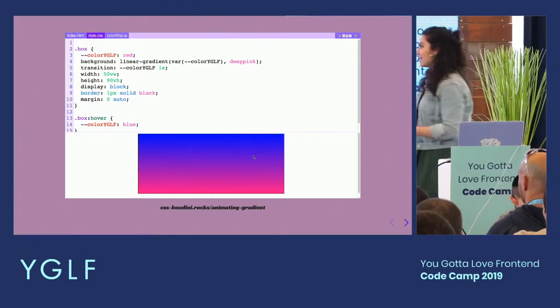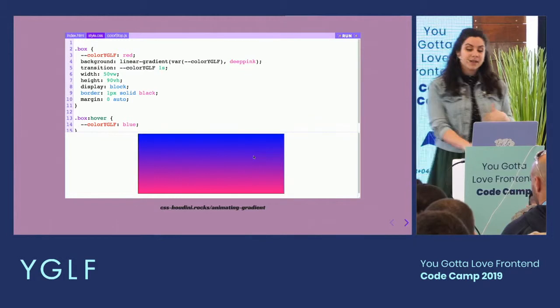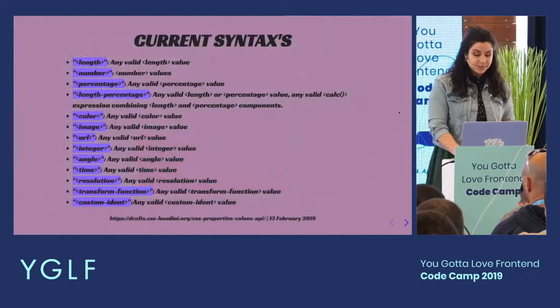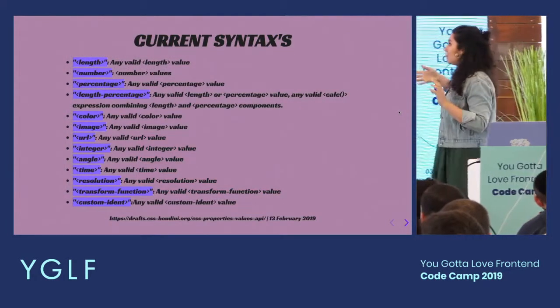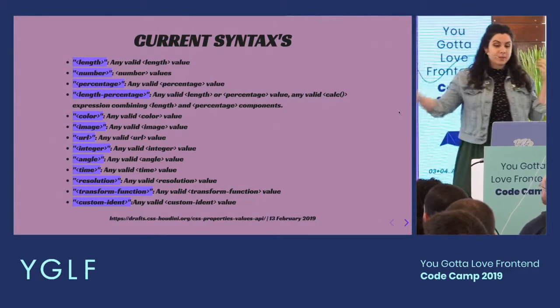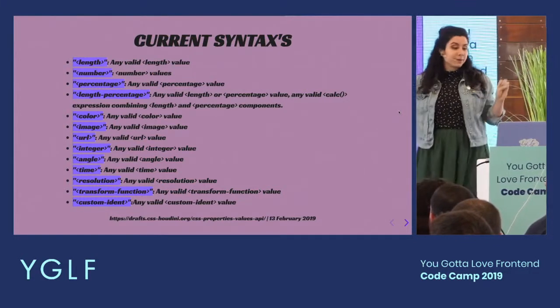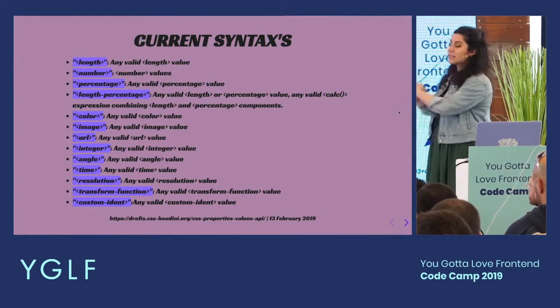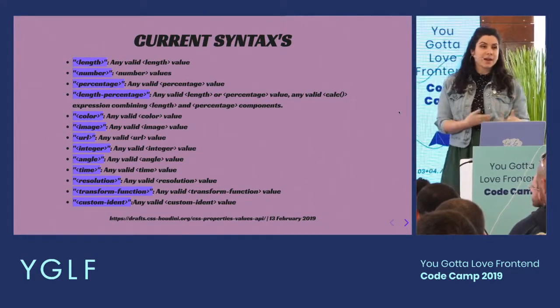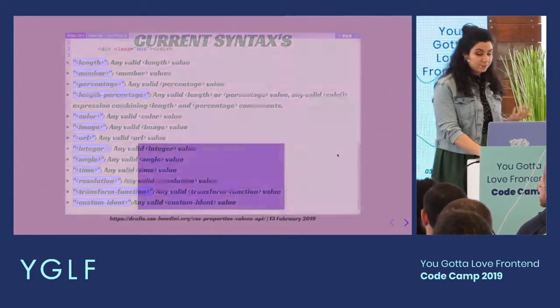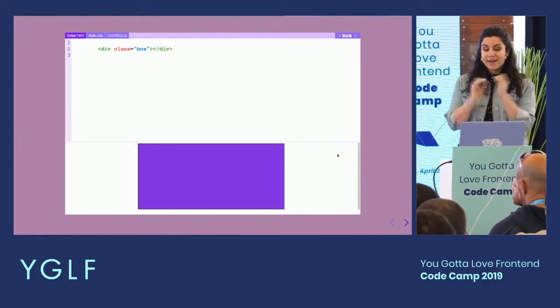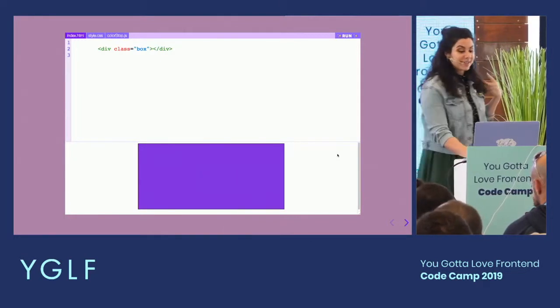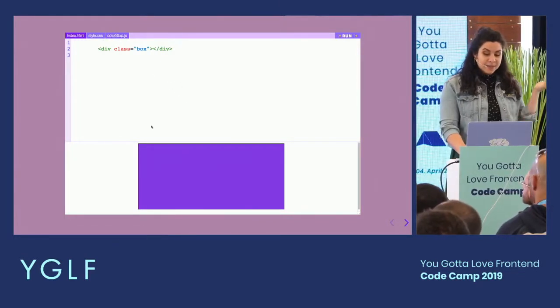So now we've created a property and we allow the browser to understand what it should be interpolating. The current syntax available for this API is length, number, percentage, color, image, URL, integer, and time. So there's a few different things that you can do here to teach the browser how you want it to understand your code. Another cool thing about custom properties is you can set default values. So what I mean is this.